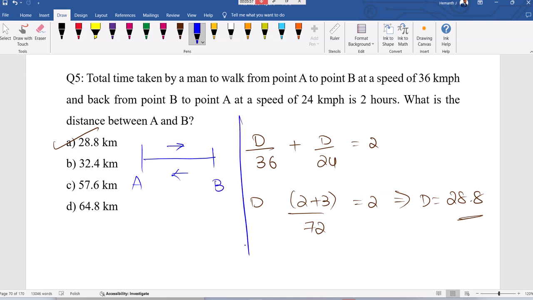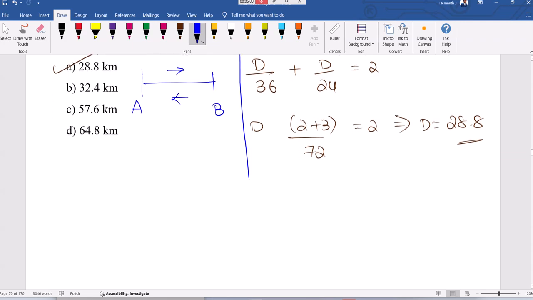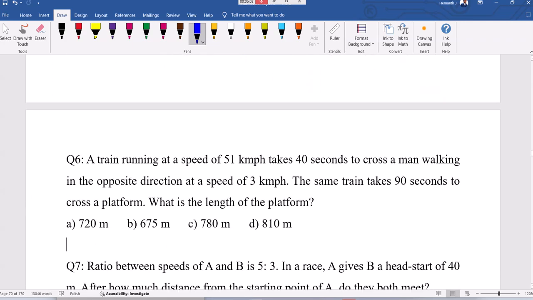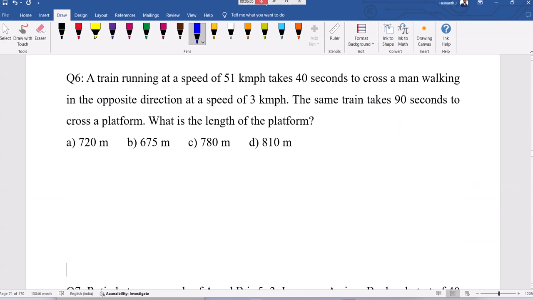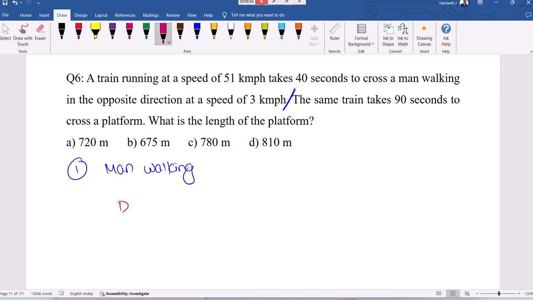Right, split. Previous question, see this. A train running at a speed of 51 km per hour takes 40 seconds to cross a man walking in the opposite direction. Okay, so first take this part. Train crossing a man. The man's length is negligible. Only distance is the train length. So case one, first one. Here is the train crossing a man walking. Now here the distance is equal to the length of the train.